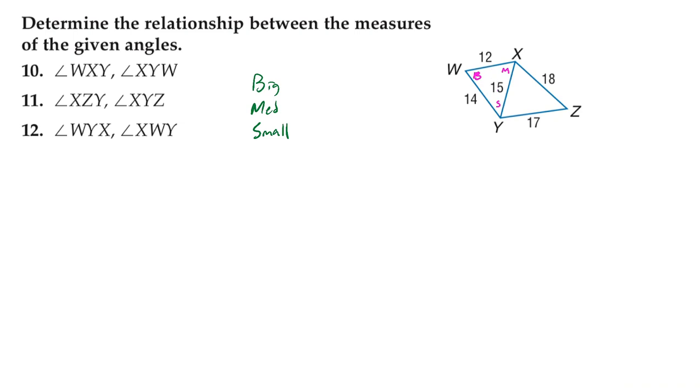Now separately, a totally separate question on the right. This one is the biggest because it's across from 18. This one is the medium because it's across from that one. And then this one is across from the smallest, 15, so this one is the small. So now we have 2 totally separate inequality chains here.